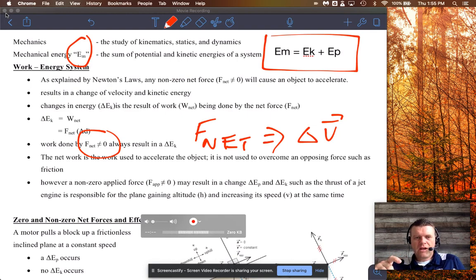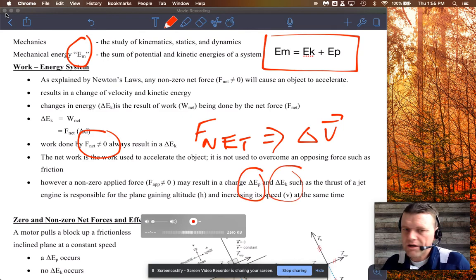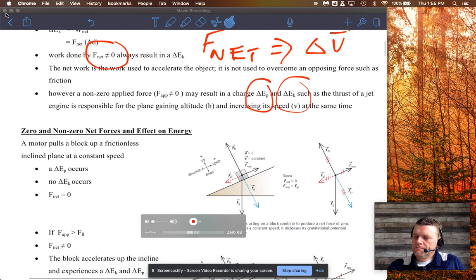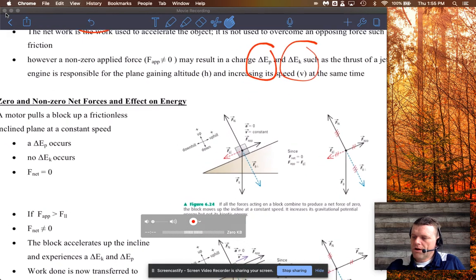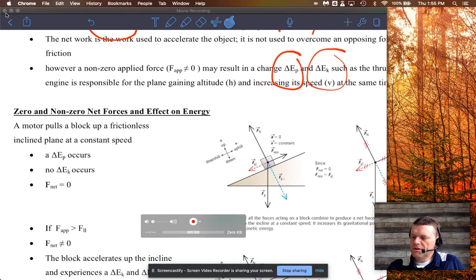But you can, like we talked about earlier, cause a change in both the potential and the kinetic energies. This one says like a jet. If you have a jet thrusting forward, you could increase in altitude and in speed, so you'd be increasing both. There are a couple of different scenarios we might look at here, and that's what this one shows.